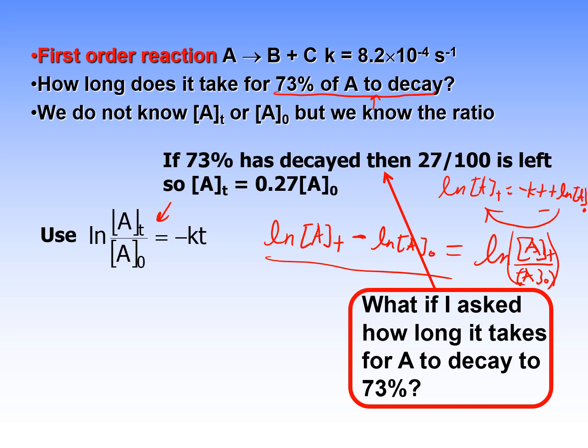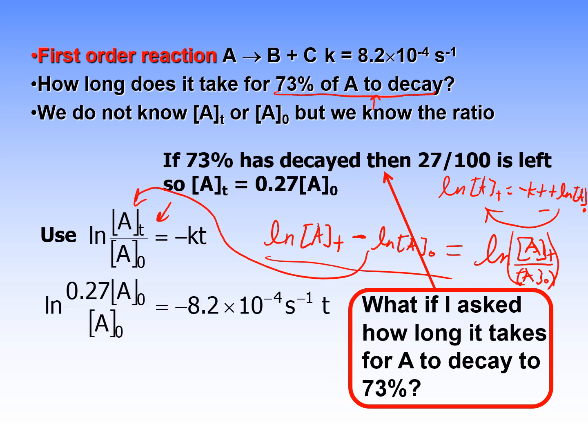Like so. So this converts into that, which you should know about natural logs. So at this point, we can plug in for A_t. We know A_t is equal to 0.27 A naught. So if I plug that in there, I get this. And I know k. And now I can solve for t because these two cancel.